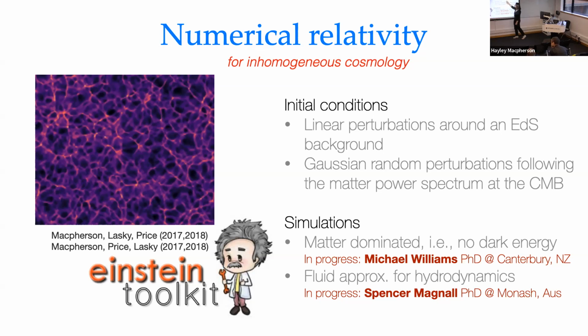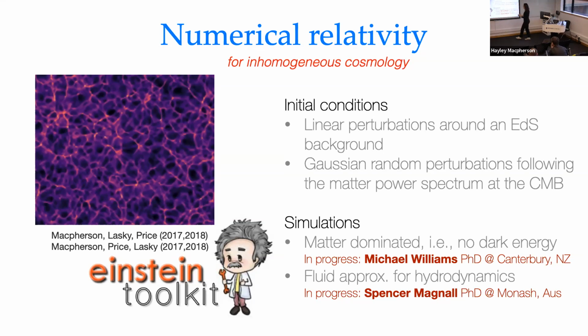So using linear perturbation theory, we assume that the early universe is an FLRW with very small perturbations, which should be a good description based on our observations of the CMB. In particular, the initial perturbations are assumed to be Gaussian random, following the power spectrum of perturbations at the CMB.